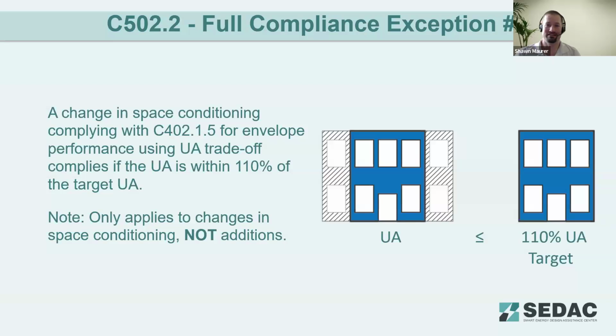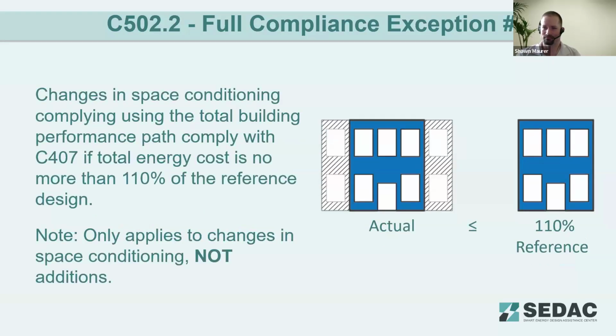There are differences in thickness of walls that might change because of added insulation. So they're allowing a little bit of leeway here for that UA trade-off to account for those tie-ins to the existing envelope around the area that's being converted as part of the addition. Note that this only applies to changes in space conditioning, not to full additions. So for full additions, we'll cover that separately here.